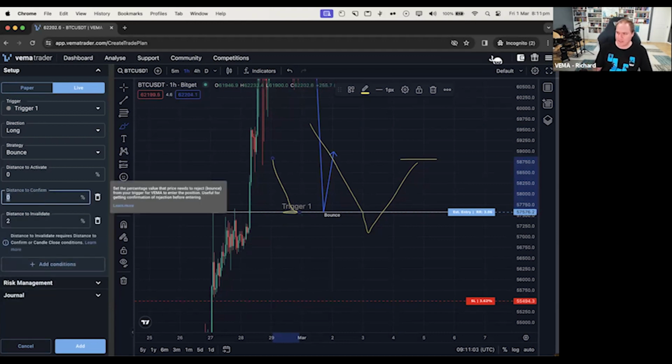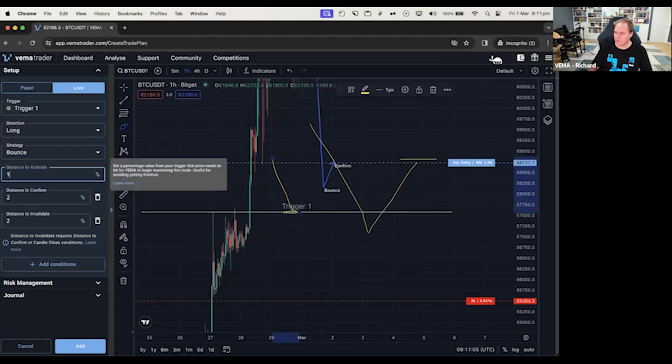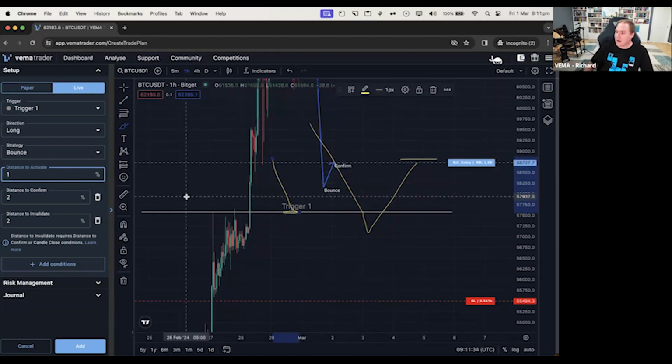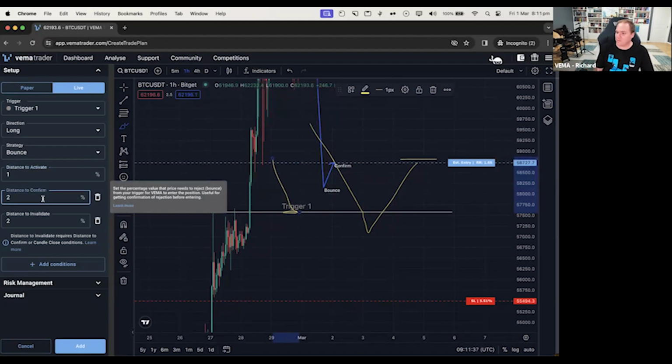So what this does now is I'll put this back the way it was with our original setup. Just notice as I change these values, the blue visualizer of what price needs to do is going to change as well. If I set that distance to activate to 0, price needs to come down and touch the trigger. But if I set that distance to activate to, let's say, 1%, now it says price has to come down within 1% of the trigger and then go back up to confirm. So that blue line is really descriptive of what needs to happen with price action before it takes you into the trade.